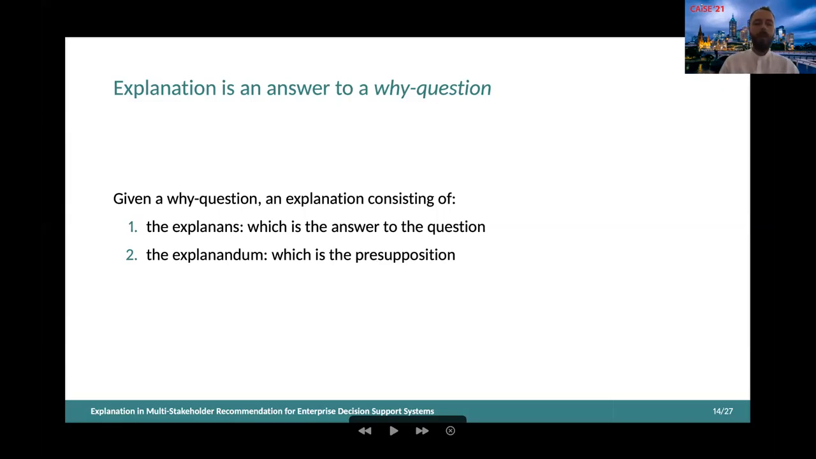Given a why question, an explanation consists of a pair of two parts: the explanans, which is the answer to the question, and the explanandum, which is the presupposition.